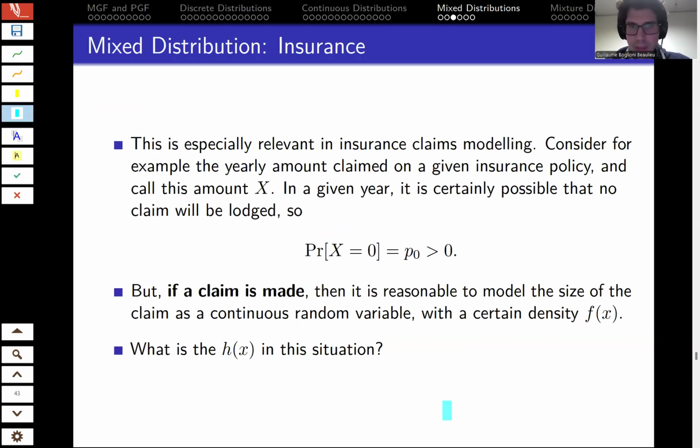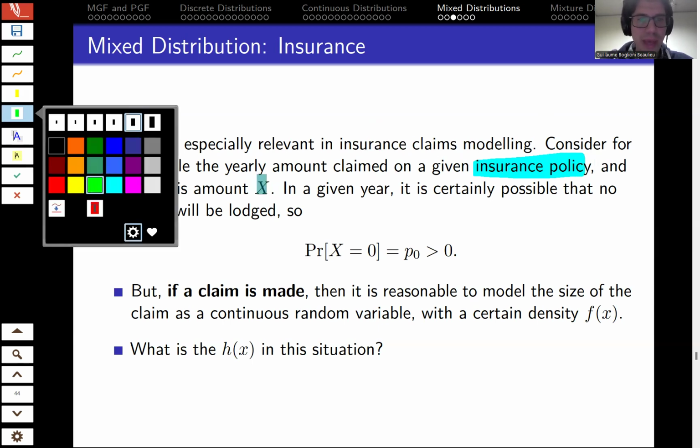Now, a specific situation or example of a mixed distribution is the following. That is especially relevant to us in insurance claims modeling. Consider, for example, the yearly amount claimed on a given insurance policy. Call this amount big X.